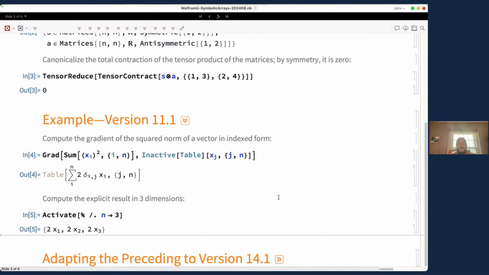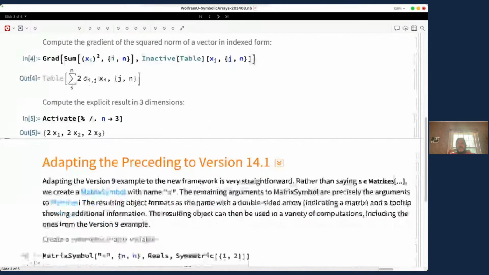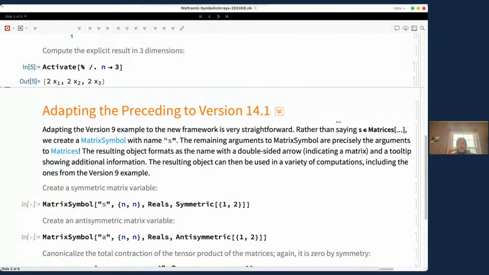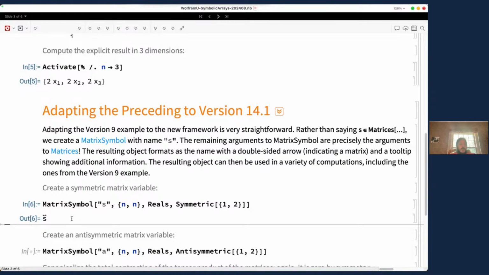So how does this now look in version 14.1? Well, the first example looks pretty darn similar. Rather than saying S is an element of the space of matrices, we just create a matrix symbol with the name S. Then the remaining arguments are just the arguments to matrices. So you see here, instead of S element matrices of these three things, I say matrix symbol, I give the matrix a name. That name is used in the typesetting, and we see the little back and forth arrow to indicate that it's a matrix.